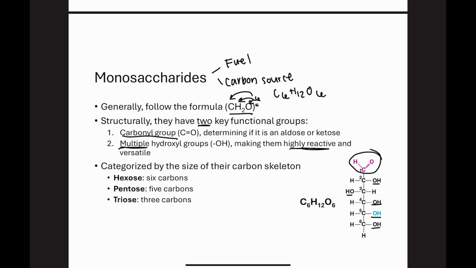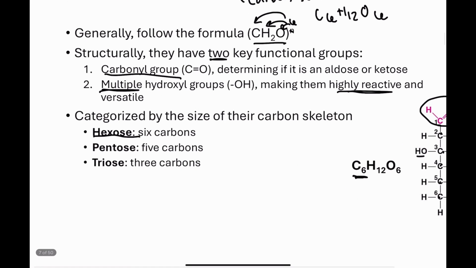We can also categorize monosaccharides by the size of their carbon skeletons. We have our hexoses, which have 6 carbons, like glucose. We see 6, and if we count, 1, 2, 3, 4, 5, 6. We have pentose, which has 5 carbons, and we have triose, which has 3 carbons. It's really important to know that sugars are the smallest carbohydrates, and they serve as fuel and a source of carbon.